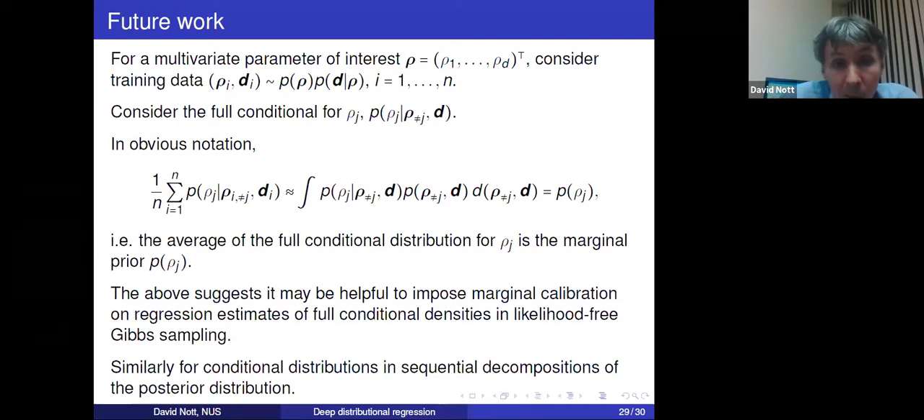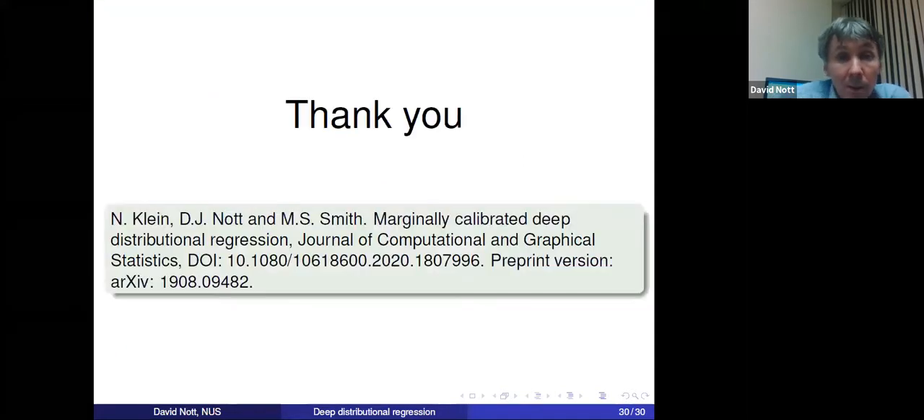So this marginal calibration property, if you imposed it on a regression approximation estimating full conditional distributions, may be a good idea. A similar remark holds if you consider a sequential decomposition of a posterior distribution using an ordering. Okay, so that's all I want to say.